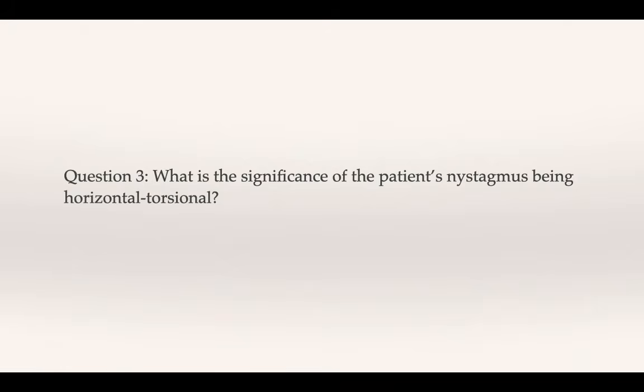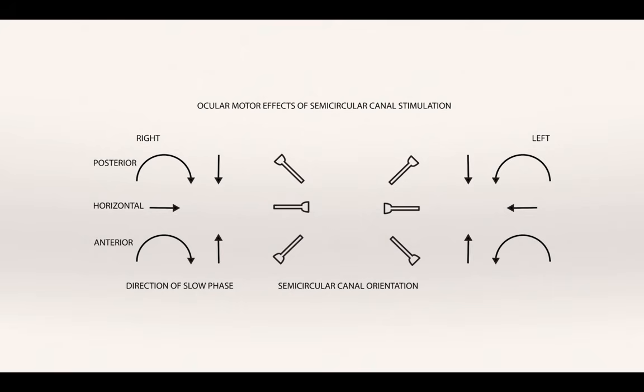So what is the significance of the patient's nystagmus being horizontal and torsional? When you look at the ocular motor effects of the semicircular canal stimulation, we've been going through what all the different kinds of movements that are produced by each semicircular canal. The horizontal canal produces a horizontal movement of the eyes, both right and left eye. Right horizontal canal moves both the right eye and the left eye to the left. Left horizontal canal moves both the right eye and the left eye to the right. These are the slow phase. So posterior canals pull the eye downwards, anterior canals or superior canals pull the eye upwards. Torsionally, right-sided vertical canals move the upper poles to the left.